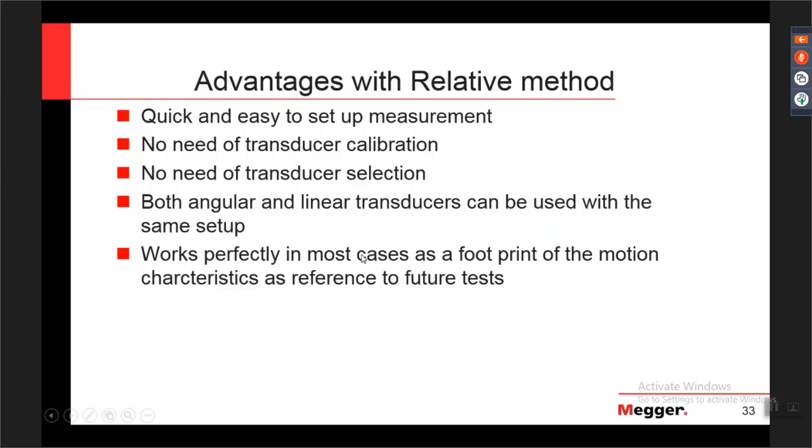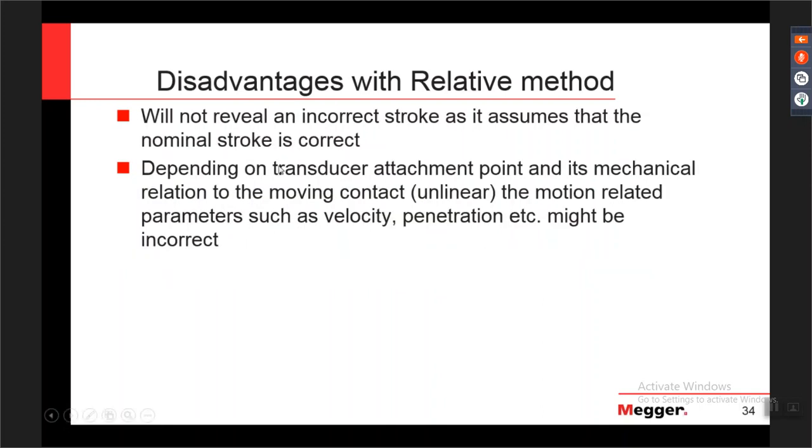And it's perfect in most cases to use as a footprint for future comparison and trending analysis. But the disadvantage with the relative method is that it will not reveal incorrect stroke, as it assumes that the nominal stroke is correct. The first recording will always be exactly as the stroke you have put as nominal stroke, regardless if the real stroke is only 50% of that. So that's a disadvantage with this method.